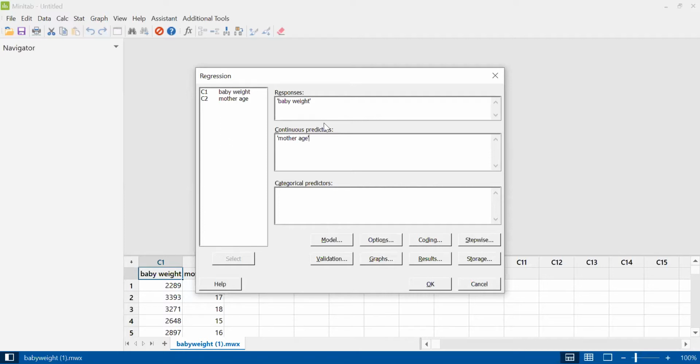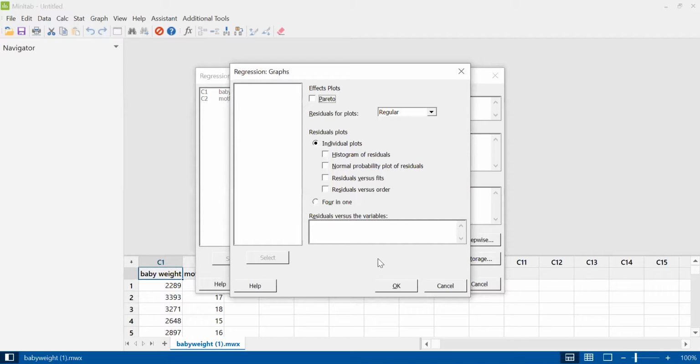So the first thing I want is my residuals versus fits graph so I can do my residual analysis, my requirement check. For that, I'm going to go under Graphs within building my model. So I'm going to click on that, Graphs. And up here at the top, the second part says residuals for plots.